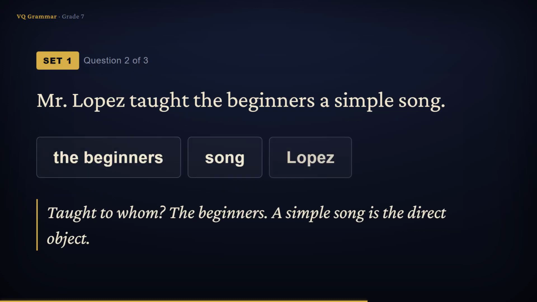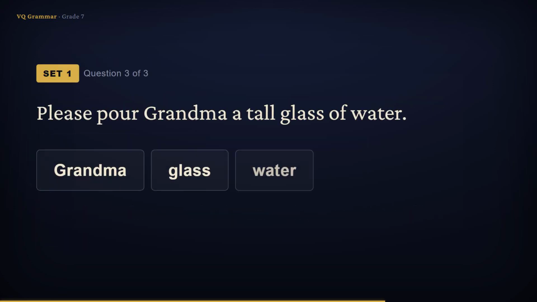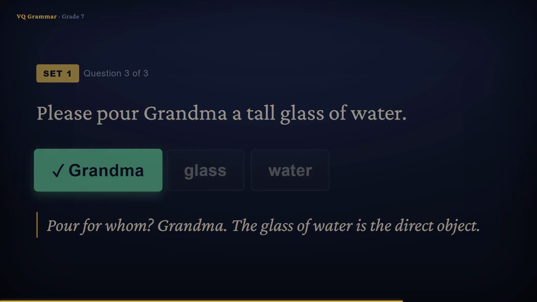Mr. Lopez taught the beginners a simple song. The verb is taught. Taught to whom? To the beginners. A simple song is what was taught, so that's the direct object, and the beginners is the indirect object. So the answer is the beginners. Please pour Grandma a tall glass of water. Here the test uses for. Pour for whom? For Grandma. The glass of water is the direct object, the thing poured, and Grandma is the indirect object. So the answer is Grandma.